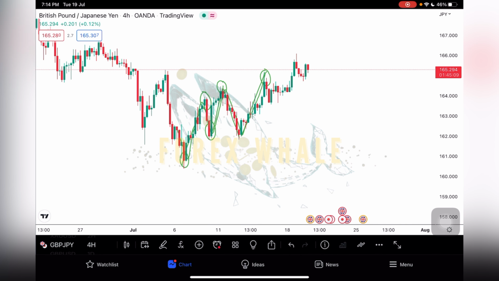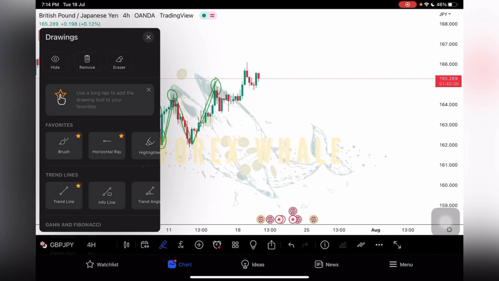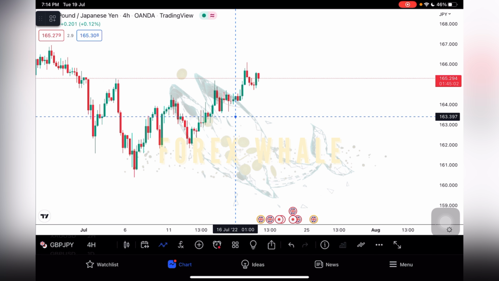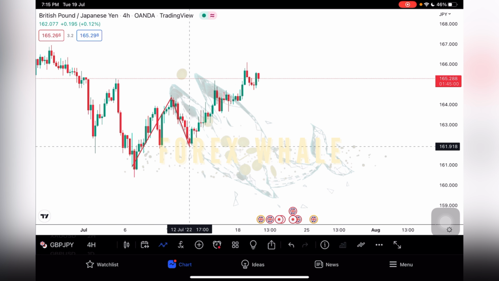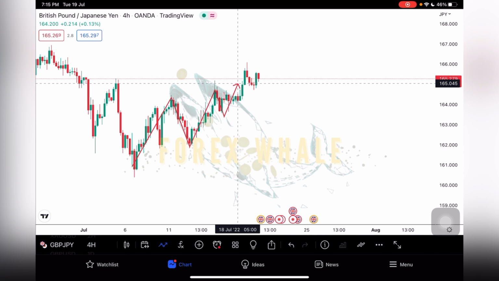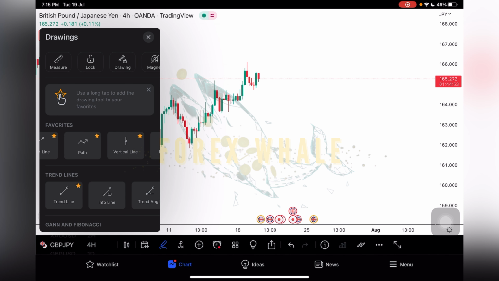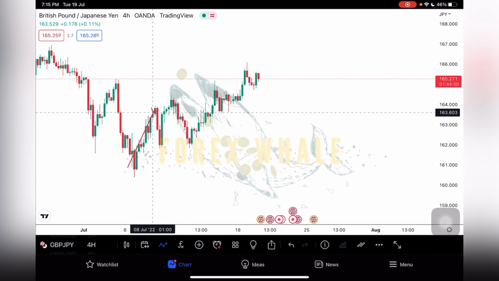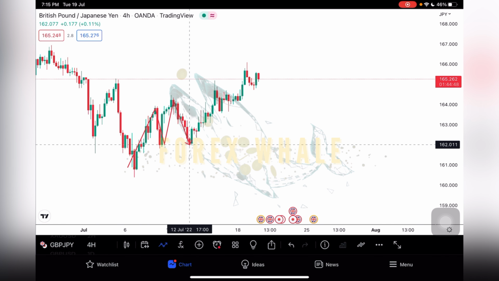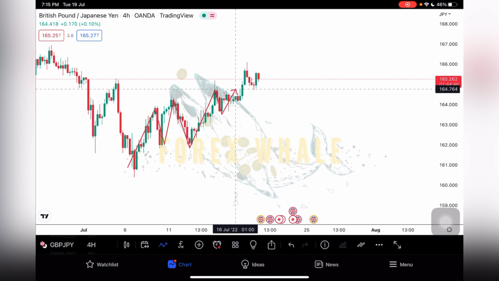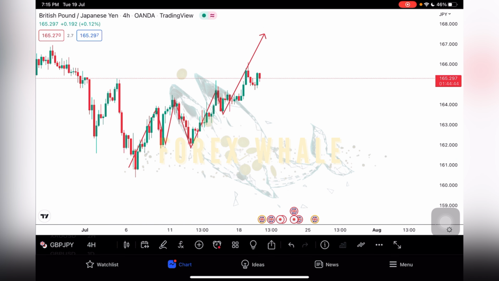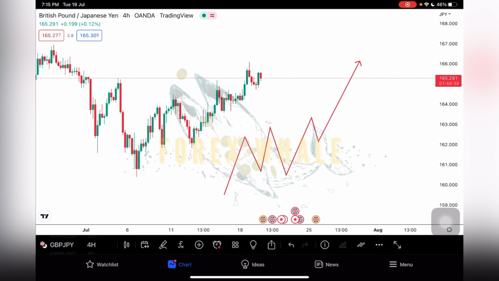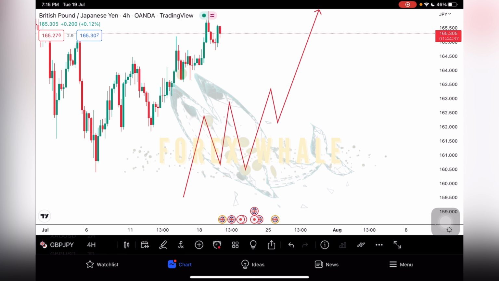If I were to draw it with the tool called path, it will look something like this, guys. Hold on a second, let's do it again. So it looks something like this. Is price on the move to the upside? Yes.